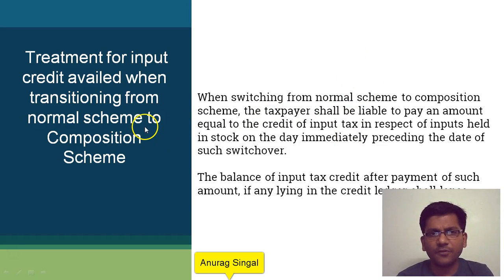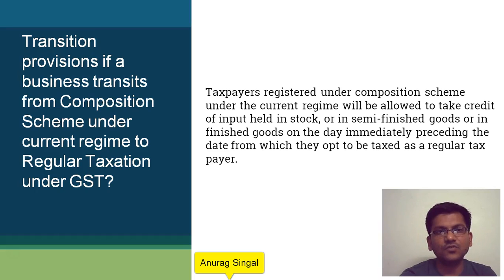And in case you are transitioning from a normal scheme to a composition scheme, then you shall be liable to pay an amount. Whatever is the stock that you have on that day and the credit that you have, you have to immediately surrender that, and the balance of input credit after payment of such amount, if any lying in the credit, shall lapse. So that's how the transition goes. And in case a business transitions from composition scheme to regular taxation, then you will be allowed to take credit of the input that you held on stock or in semi-finished goods or in finished goods on the day immediately preceding. So on the transition date, you either surrender or you start getting whatever is the eligible credit under the normal scheme.